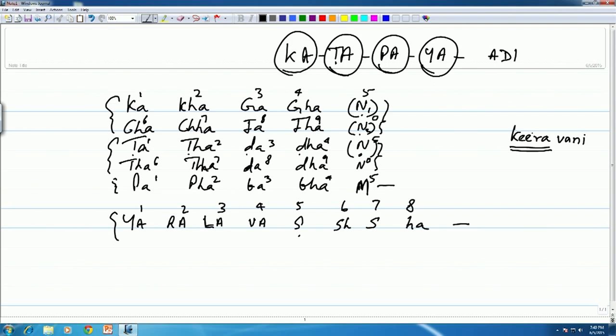Now let's look at the numbers for ka. Ka is 1 and ra is 2. Once we have these two numbers, we have to reverse the digits. So we have 12, and you actually have 21 as the number of Kiravani. So if you look at the Melakarta scheme, the 21st Melakarta will be Kiravani.